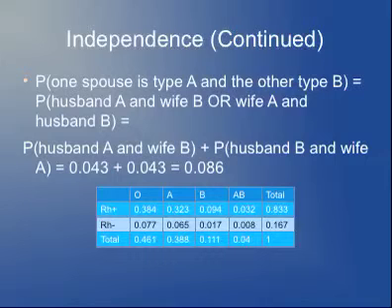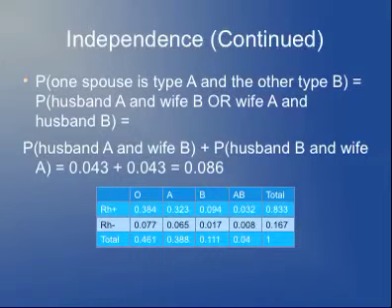Or slightly more complicated examples: let's say we want to find the probability that one spouse is type A and the other spouse is type B. Well, there's two possible ways we could get that, and these two ways are both disjoint. You could have the husband type A and the wife type B, or the wife type A and the husband type B.